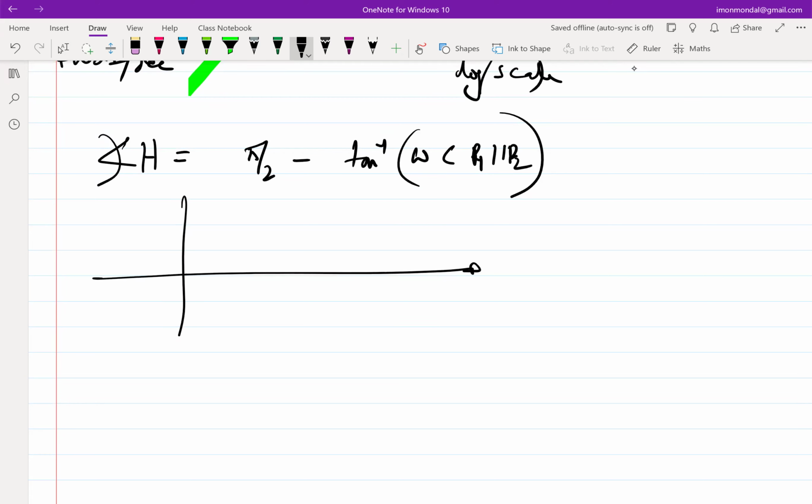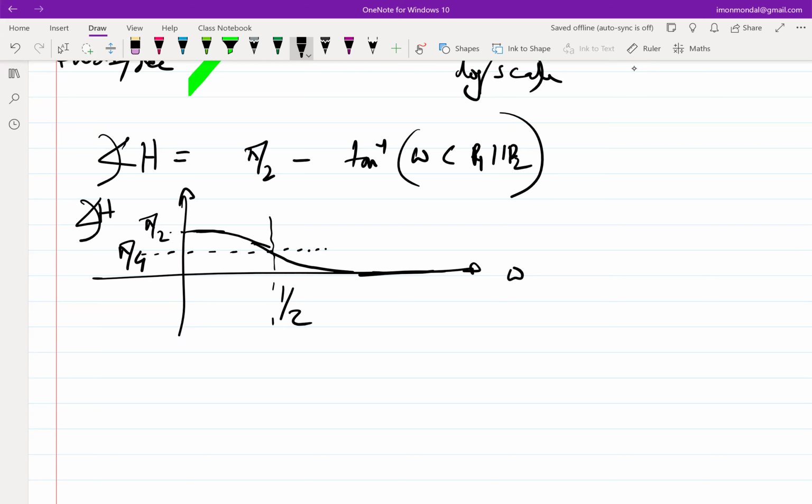And if I plot this, what should it look like? It should start from pi by 2 and then eventually end up at 0. And at that corner frequency 1 over tau, we'll have a phase of how much? Pi by 4. Okay.